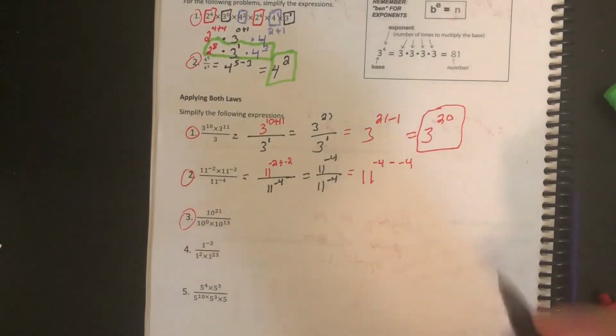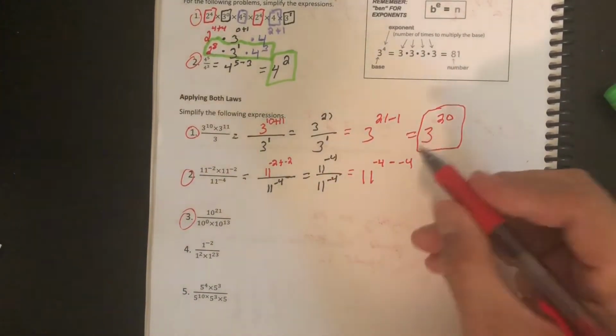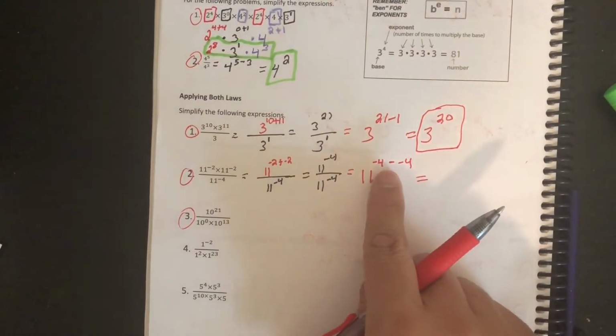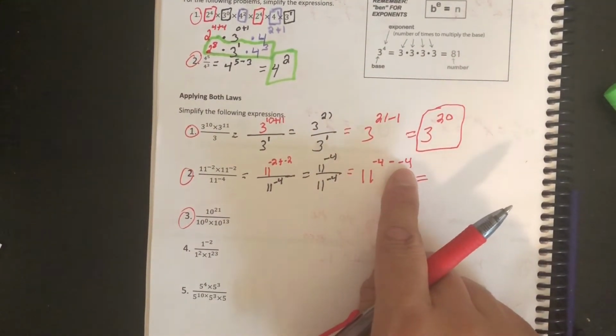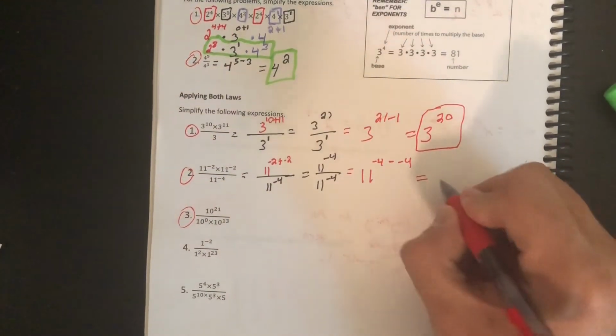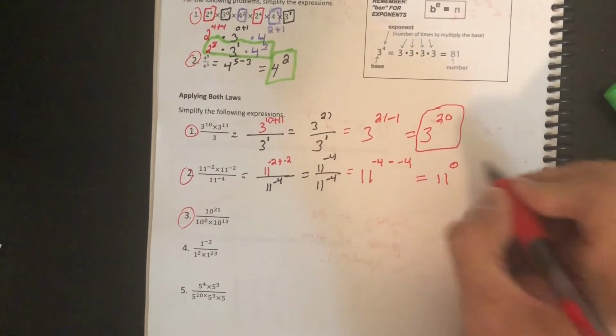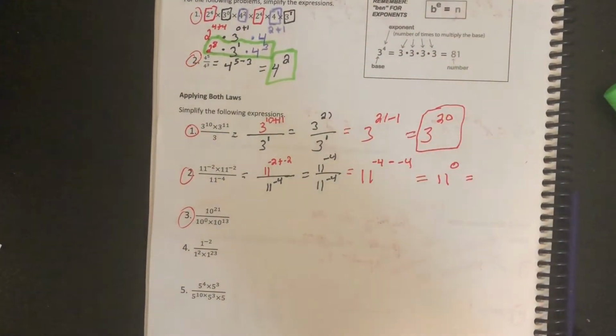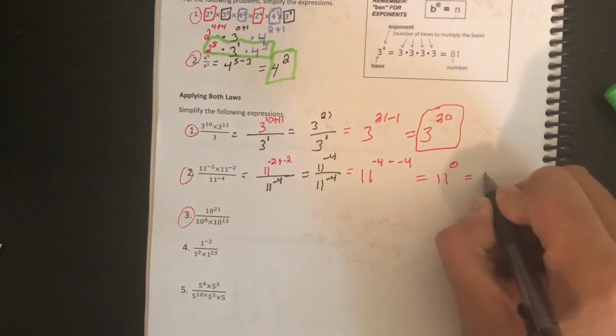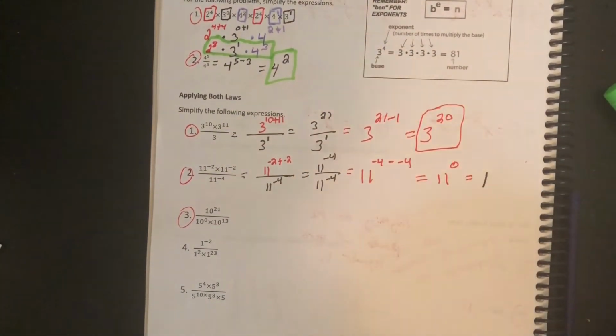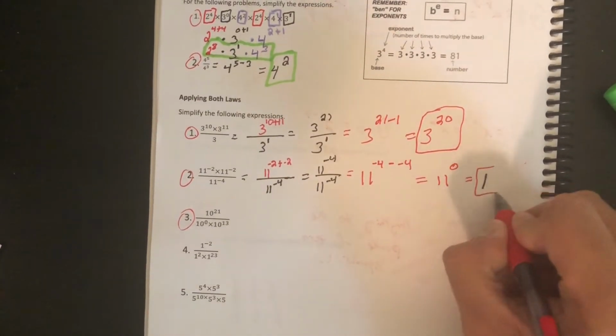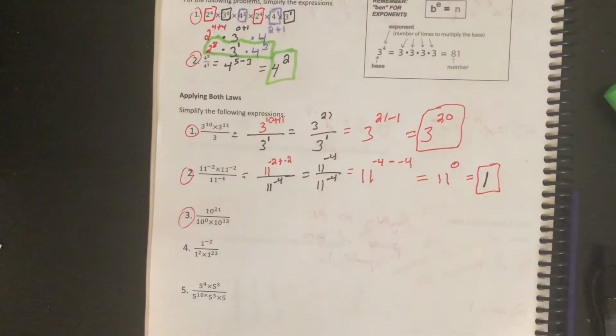So now you get negative 4 minus a negative 4. When you do that, you end up with 11 to the power of 0. Technically, that is the correct answer, but in reality, we know that anything to the power of 0 is 1 based on the 0 exponent rule, okay? So really, the answer I would prefer for you to put down would be 1, because 11 to the power of 0 is just 1, okay? So let's move on to number 3.